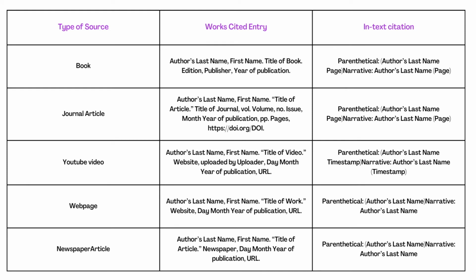Here's a table that shows you the type of source and how that citation would look in the works cited page. So for example, for a book, you would start off with the author's last name, and then a comma, you would write their first name, the title of the book, the edition, the publisher, and the year of the publication. And then for the in-text citation, you would just put the author's last name and the page. So this is just a neat table to show you how to do it in MLA.